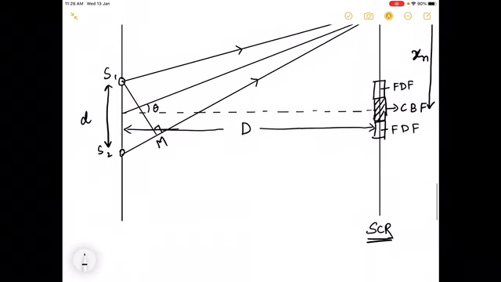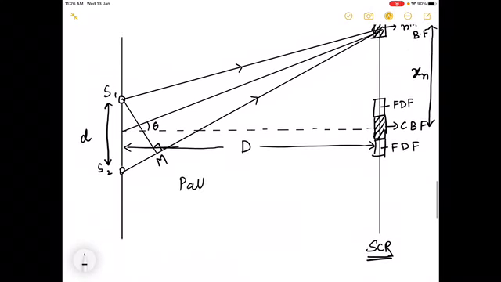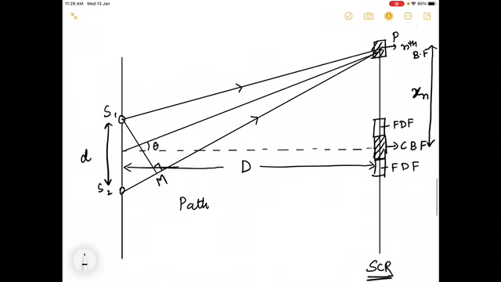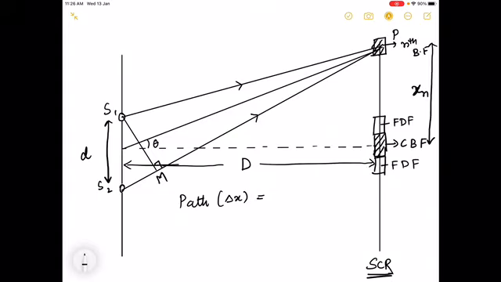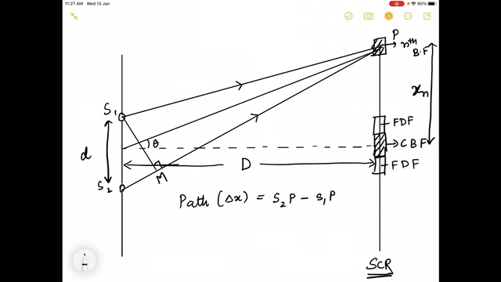that the path difference between the wave fronts going from S1 and S2, we call it del x, right? Path difference is equal to higher path minus lower path. Higher path is your S2P. I hope everybody can see that S2P is the higher path minus lower path S1P. I hope everybody is following that, right?